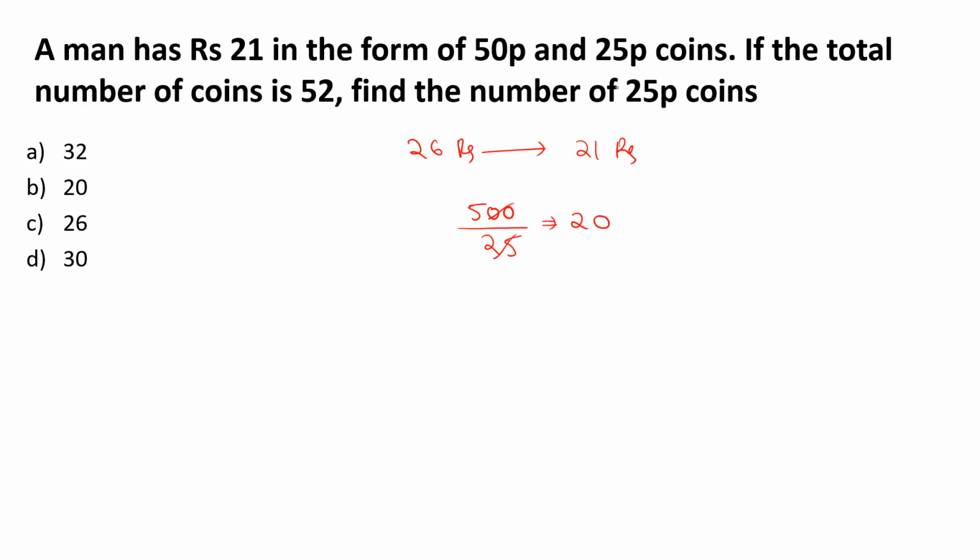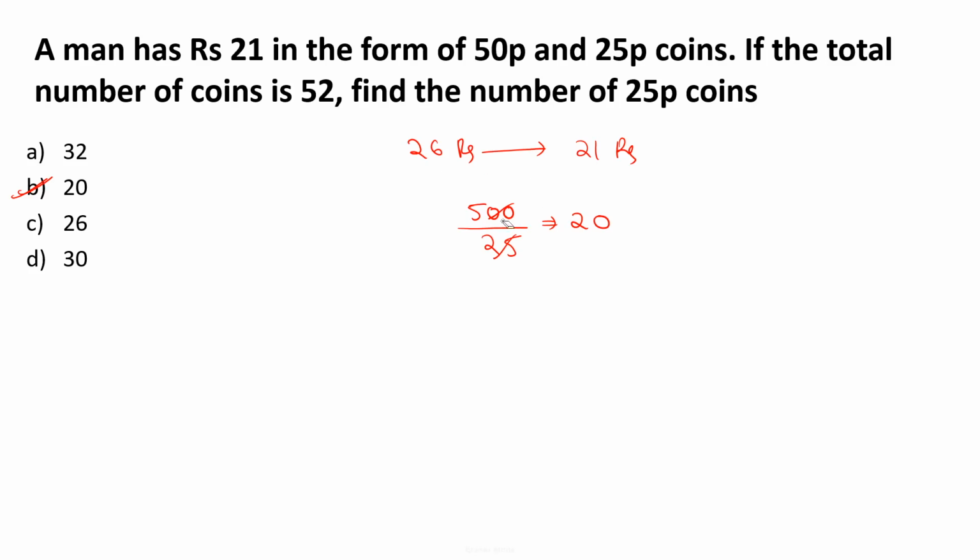Then the number of 25 paisa coins is 20. Okay, this is the best method to solve these questions. We can solve these questions from the allegation also. That allegation method involves some calculation. But when we think wisely, we can solve the questions very easily instead of employing any methods.